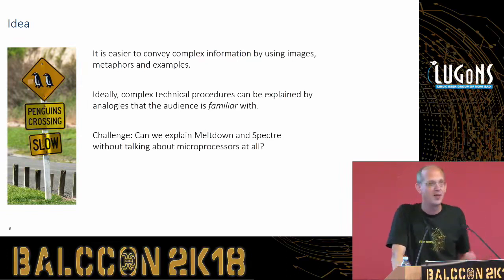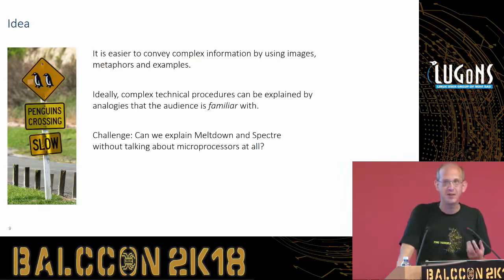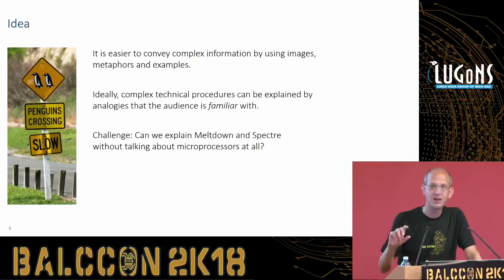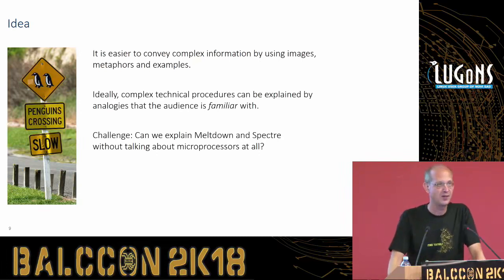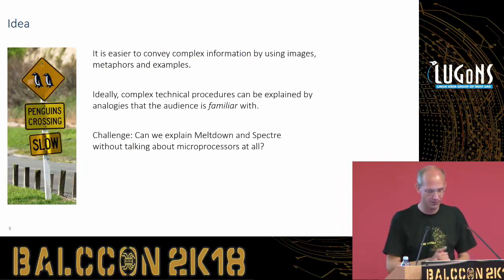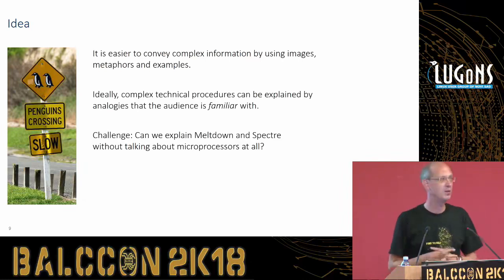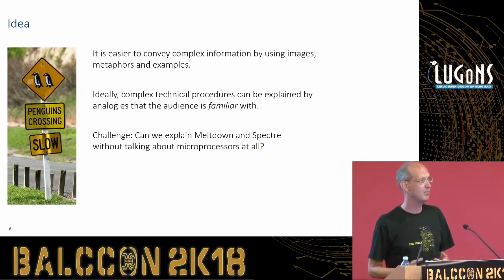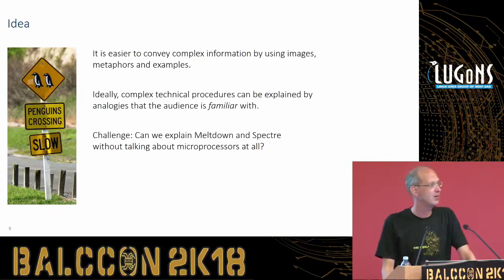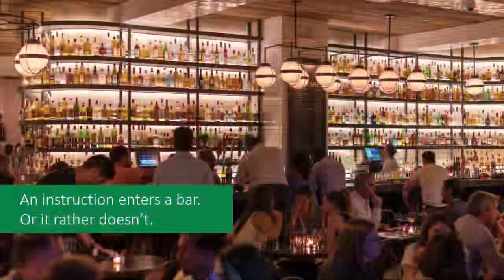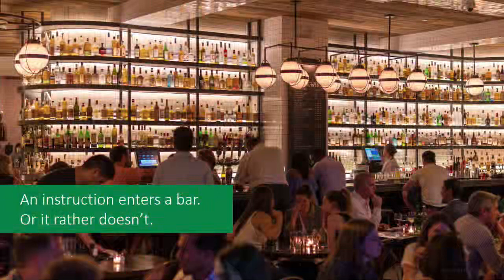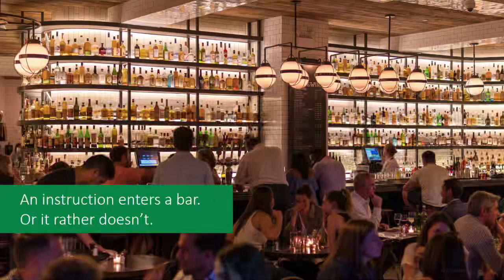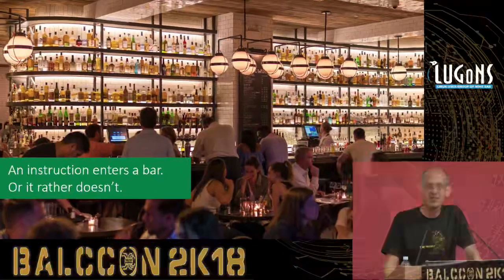By forming analogies, and these analogies must give us the opportunity to transport the vital principles of these vulnerabilities without talking about computers. And what we came up with was quite a nice example of a bar. So can we put the problem of processor vulnerabilities in an image that is like a bar joke, like "an instruction enters a bar," or rather doesn't. The shortest form, of course, is not the way to explain the problem, but it's the introduction to our bar example.